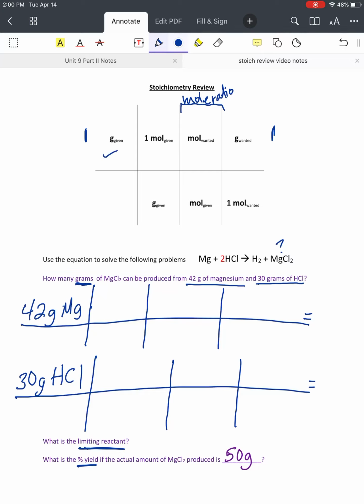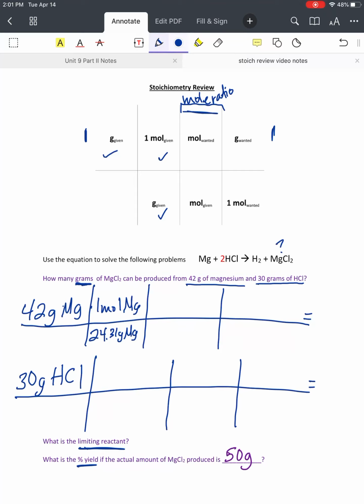Okay, I have my grams given. Now I need to go from grams to moles. How can I go from grams to moles? I'm gonna look at the periodic table. There's 24.31 grams of magnesium for every 1 mole. So that's all we've done, just gone from grams to moles. Okay, so I've done these two parts here.